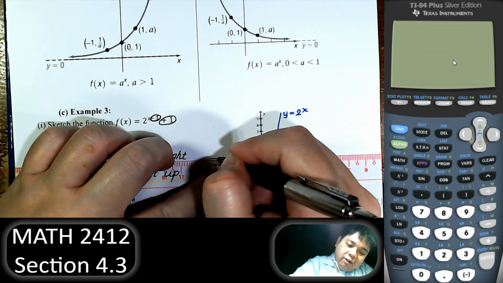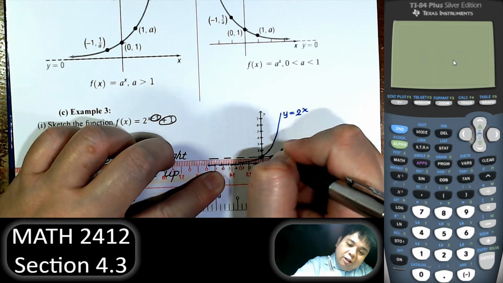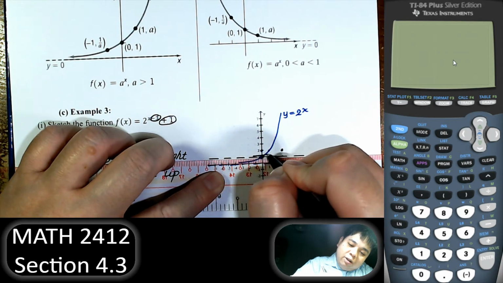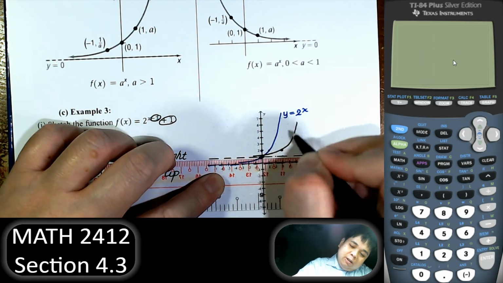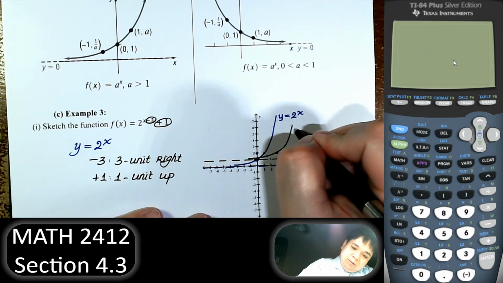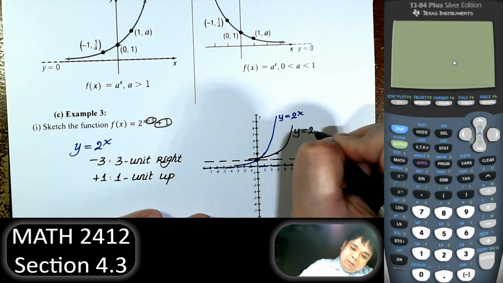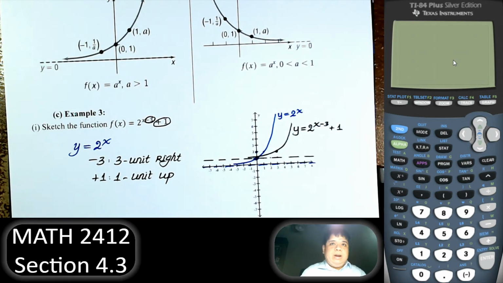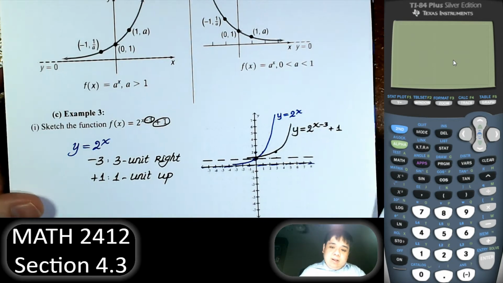So we have this line, and then we just have that function, 2 to the x minus 3, plus 1. So that's what we have, just based on the transformation.